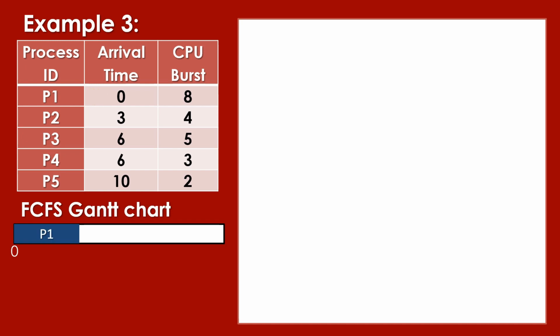So, P1, meron siyang CPU burst na 8. Okay? So, at time 3, dumating si P2. Then, at time 6, dumating si P3 and P4. So, ang nakapila ngayon is si P2, P3, and P4. Of course, unang dumating si P2, ibig sabihin siya ma-execute na una. Meron siyang CPU burst na 4. So, 8 plus 4, that is 12.